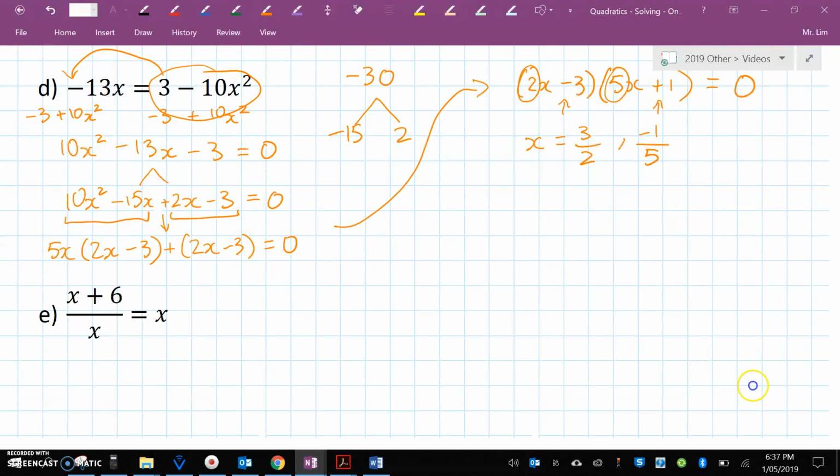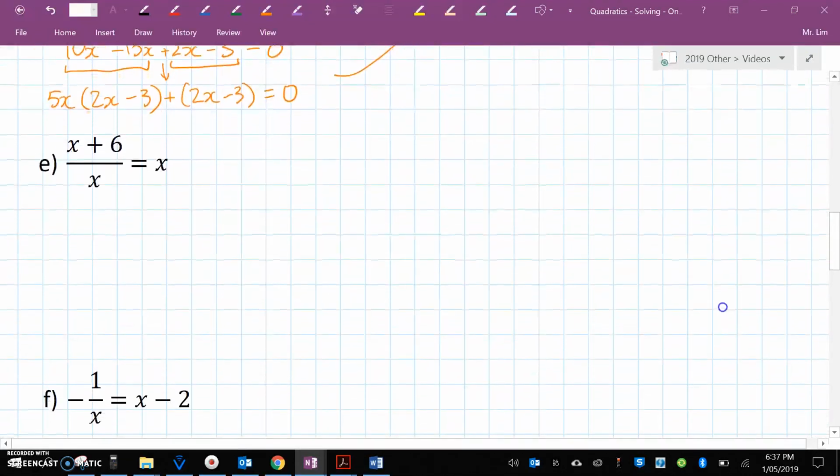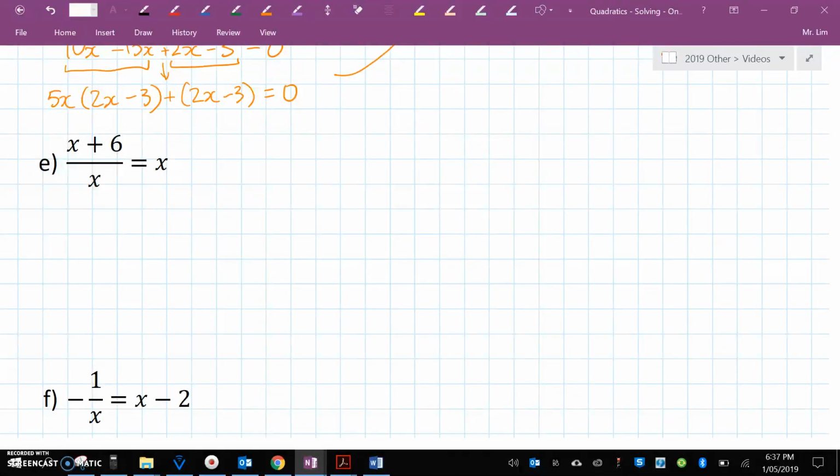Question E. x plus 6 over x is equal to x. We don't like fractions, so we need to get rid of the fraction by multiplying by the denominator. So if we multiply both sides by x, we will get x plus 6 is equal to x squared.